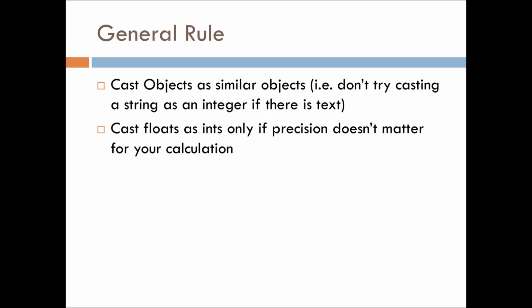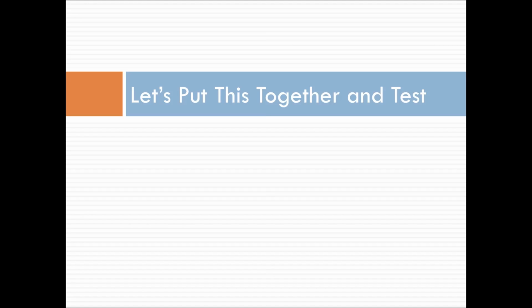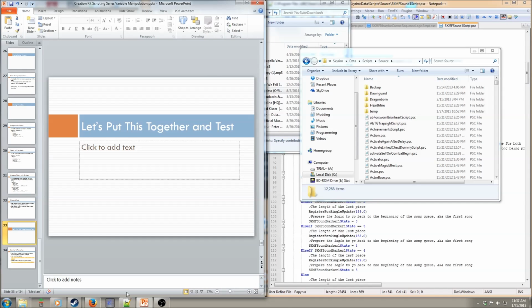Alright, general rules for doing this. Cast objects that are similar to each other. Don't try casting a string as an integer if there's text that's not numbers there, or if it's a float. That would just cause weird compile errors or weird behavior if it does compile. Cast floats as ints only if precision doesn't matter for whatever calculation you're doing. That's it. Let's actually put this stuff together now and test it.